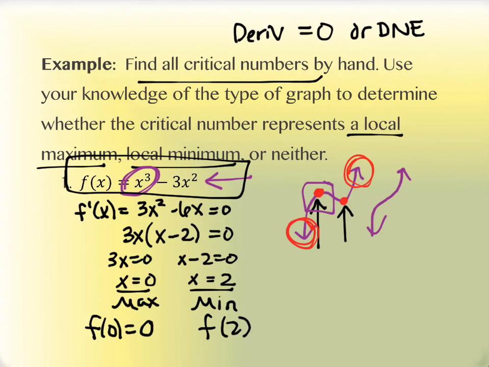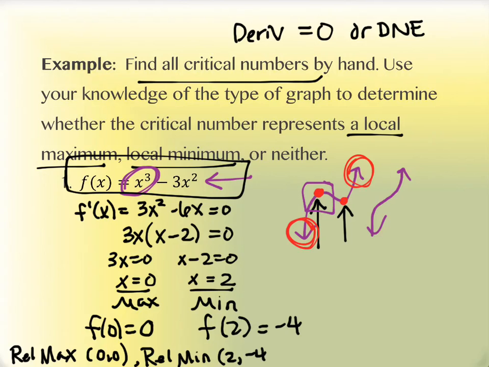That doesn't always happen, right? What if I plug in x equals 2? I get negative 4. So what I can say is that I have a relative max at (0, 0), and I have a relative min, and you can use the word local if you want, relative min at (2, -4). And that's the answer to the question that's being asked.